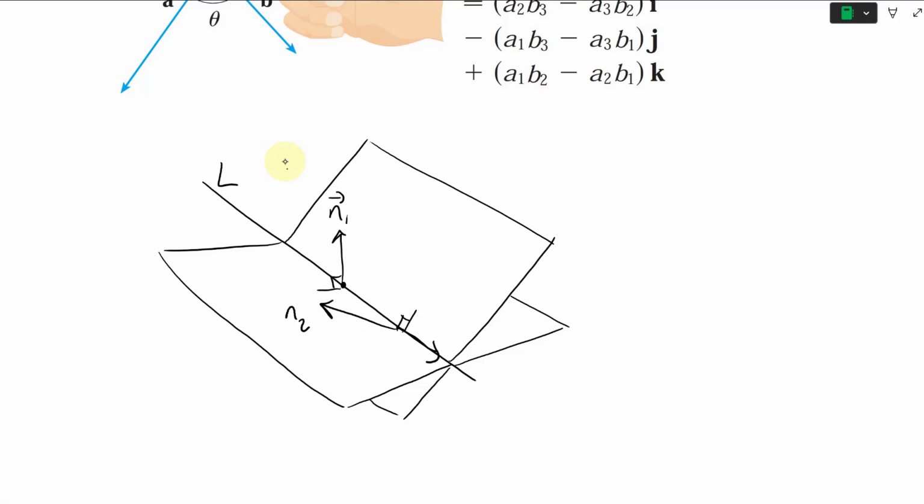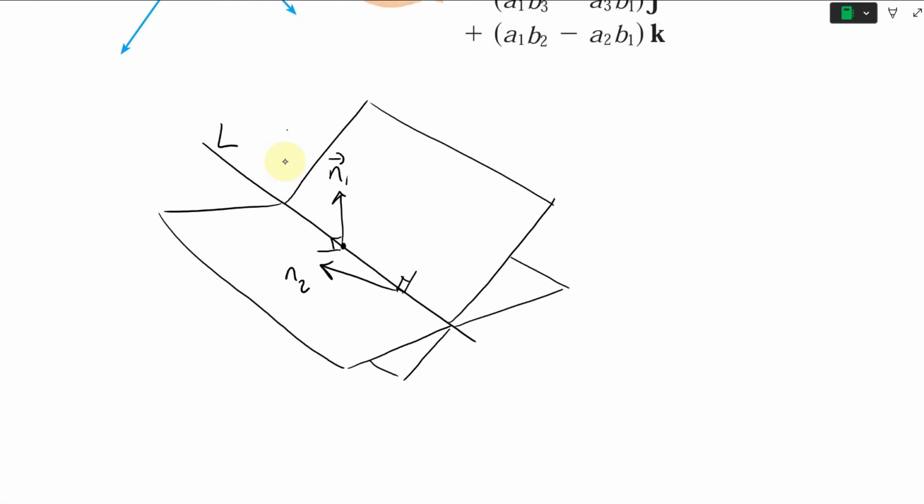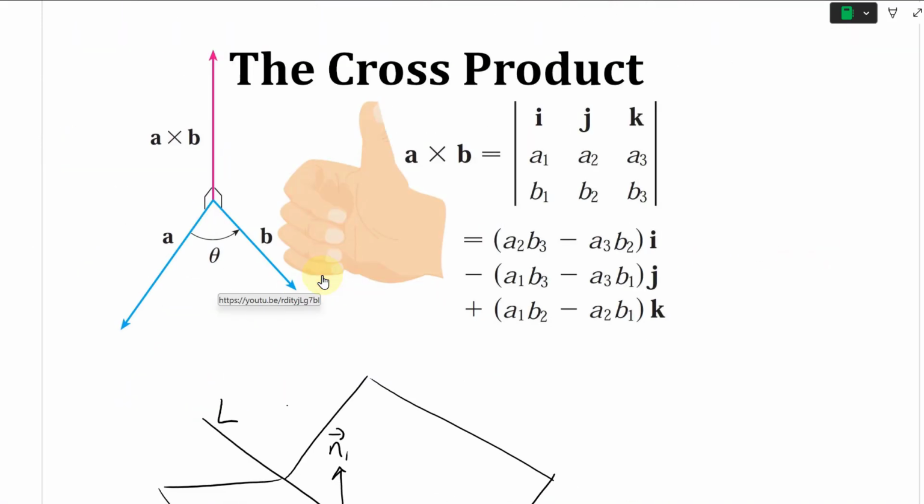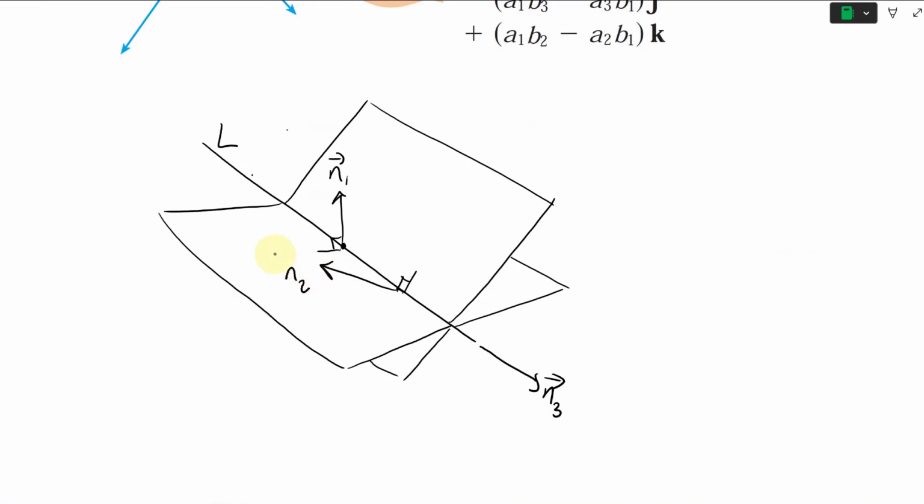I'll just put the N3 right here. So this is going to be perpendicular to both and parallel to the line. So this is going to be like this, N3, like that. In other words, since L lies in both planes, it is perpendicular to both the normal vectors N1 and N2, thus parallel to their cross product. So this is going to be parallel to the cross product of these two right there.